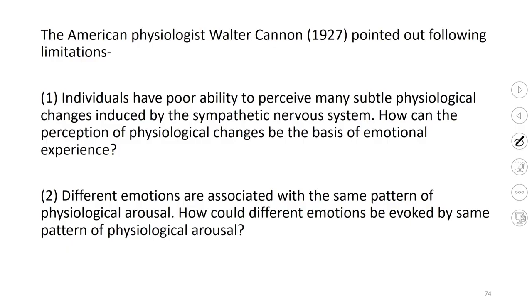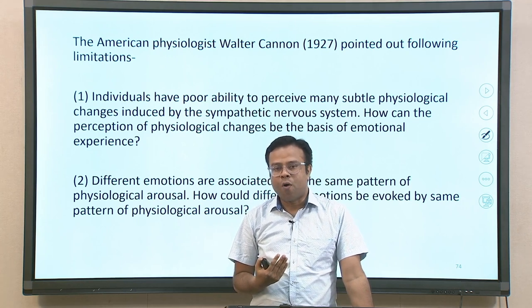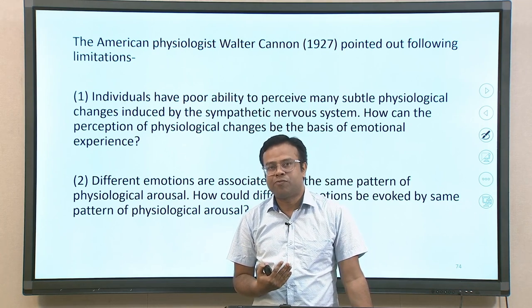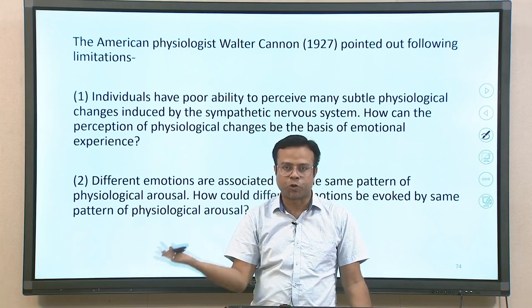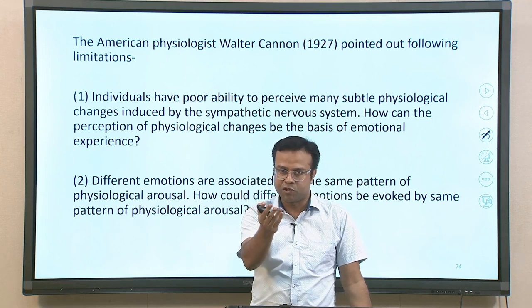Another American physiologist, Walter Cannon, pointed out many specific limitations, and he developed another theory that we will discuss later. He pointed out that individuals have a poor ability to perceive many subtle physiological changes induced by the sympathetic nervous system. People have very poor perceptual ability to detect all the physiological changes happening in the body. So, how can the perception of physiological changes be the basis of emotional experience? Because we are not able to perceive all the changes, how can that be the basis of all emotions in the first place? This is one of the criticisms.